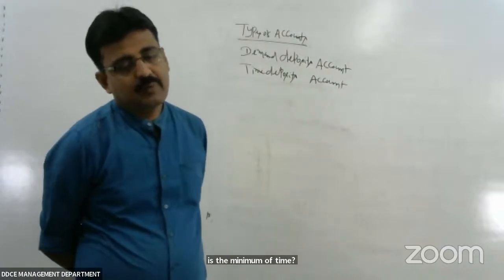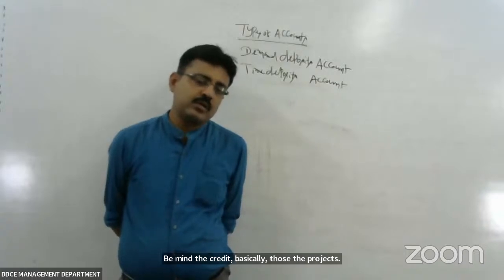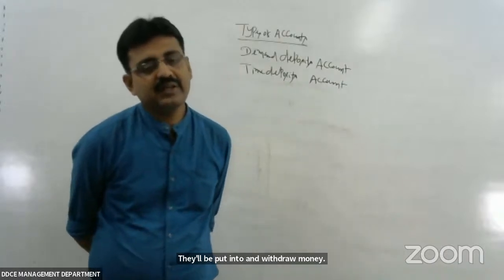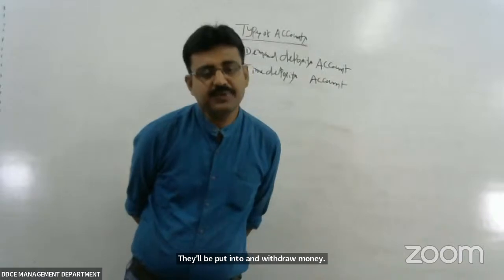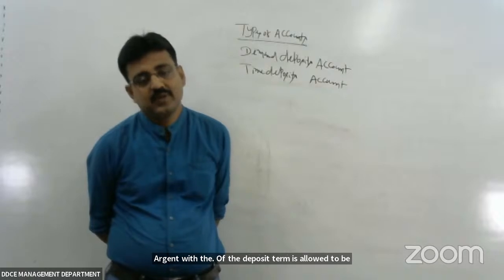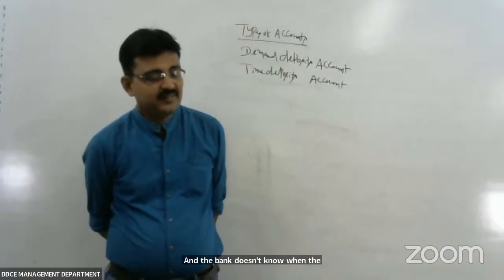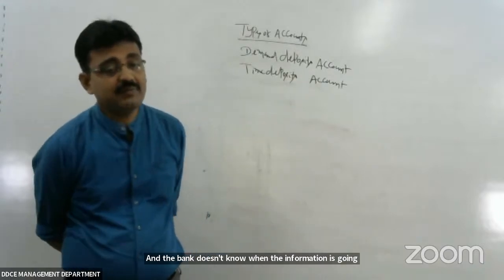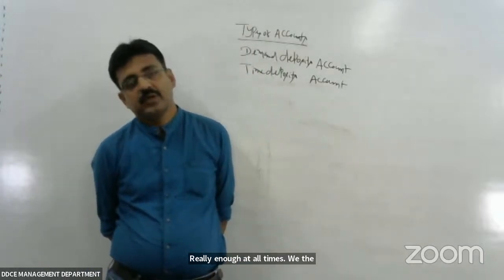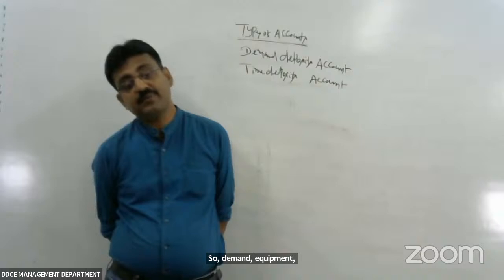Demand deposits are those deposits where the depositor can withdraw money as and when it demands, or the depositor is allowed to be repaid with money as and when it demands. And the bank doesn't know when the depositor is going to demand the money. Therefore, the bank needs to be ready at all times to meet the demand of the depositors. So demand deposit means it can be repayable, it can be withdrawable on demand of the depositors.